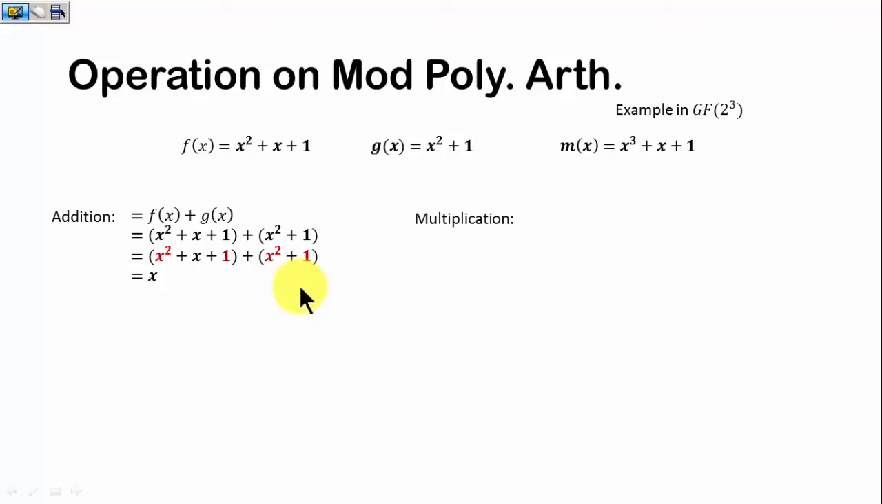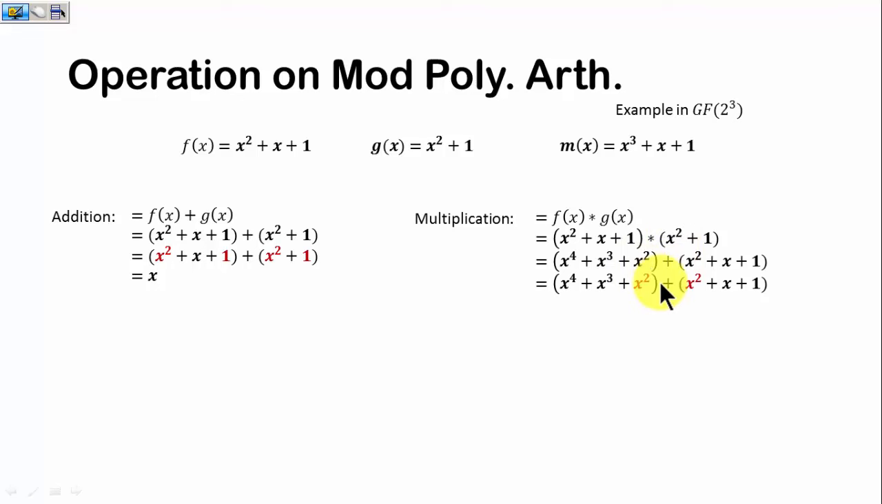Alright. If you want to do the multiplication, then fx cross gx is equal to x square plus x plus 1 cross x square plus 1, and when you multiply x square with x square plus x plus 1, you get x to the power 4 plus x cube plus x square, plus 1 times this fx, that is x square plus x plus 1. And here you will find that the x square and x square are the same, therefore they evaluate to 0, and the result is x to the power 4 plus x cube plus x plus 1.